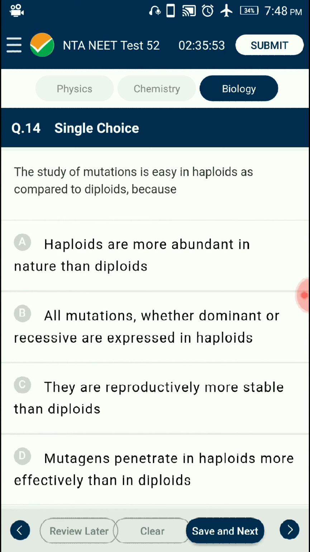Question number 14. The study of mutations is easy in haploids as compared to diploids because haploids are cells which have only one set of chromosomes, or one of the pair of alleles of a gene. Since haploids do not have the whole pair of alleles, the allele is not influenced by its counterpart. All allele types get expressed in a haploid. It is the choice of cells for studying mutations, as even the recessive allele will get expressed and not just the dominant type, since the recessive allele is singular and not in a pair. So the answer is option B. All mutations, whether dominant or recessive, are expressed in haploids.